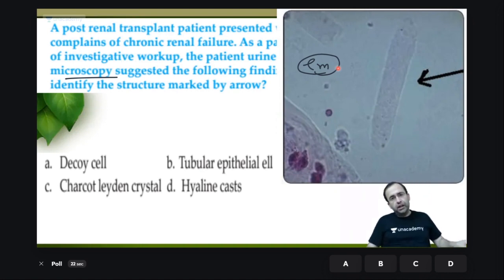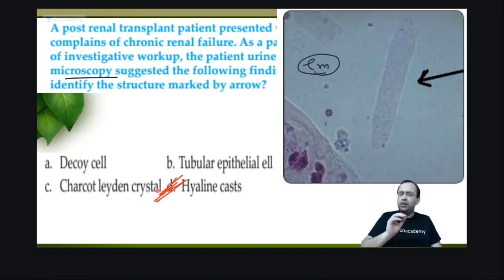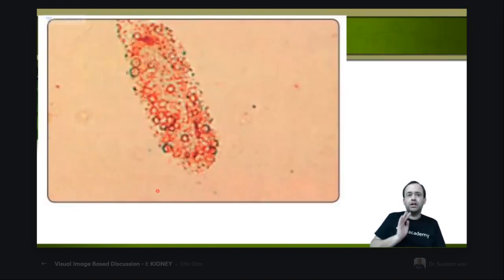Everybody agreed on this. I expected the majority of you to be right. Of course we have seen this. These are the hyaline casts seen under urine microscopy. Repeat question, but of course we cannot go wrong by repeating once. So let us quickly have a look at the casts.